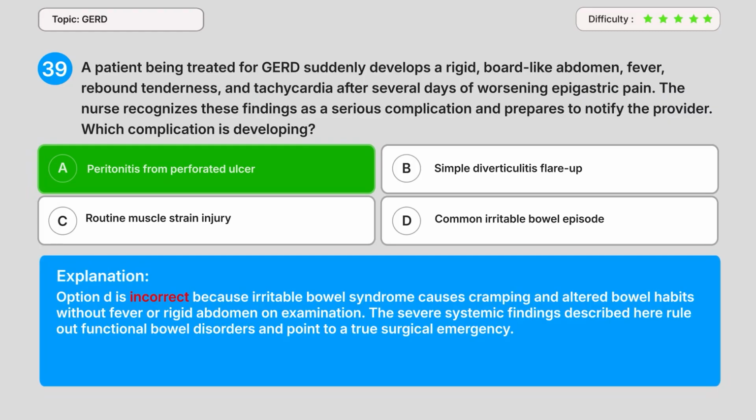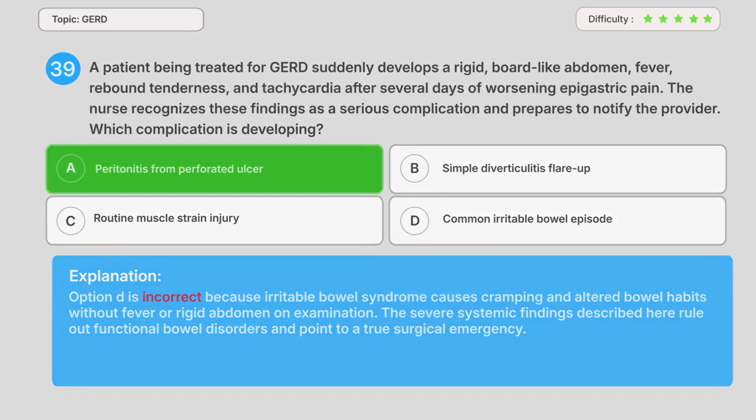Option D is incorrect, because irritable bowel syndrome causes cramping and altered bowel habits without fever or rigid abdomen on examination. The severe systemic findings described here rule out functional bowel disorders and point to a true surgical emergency.